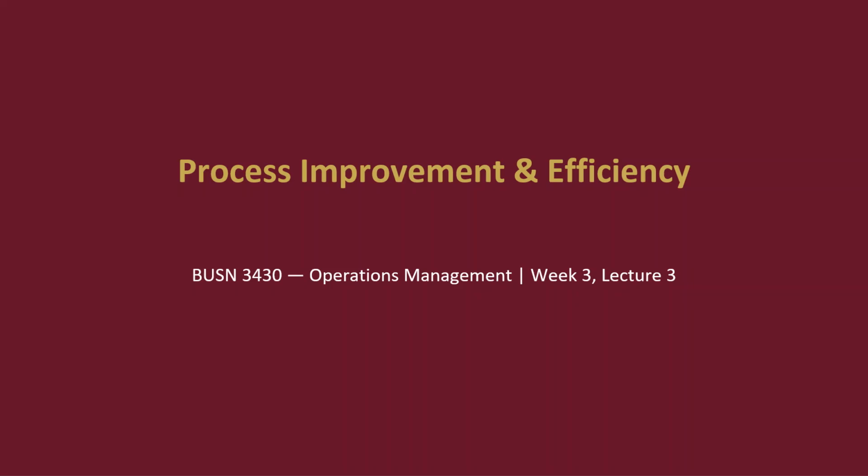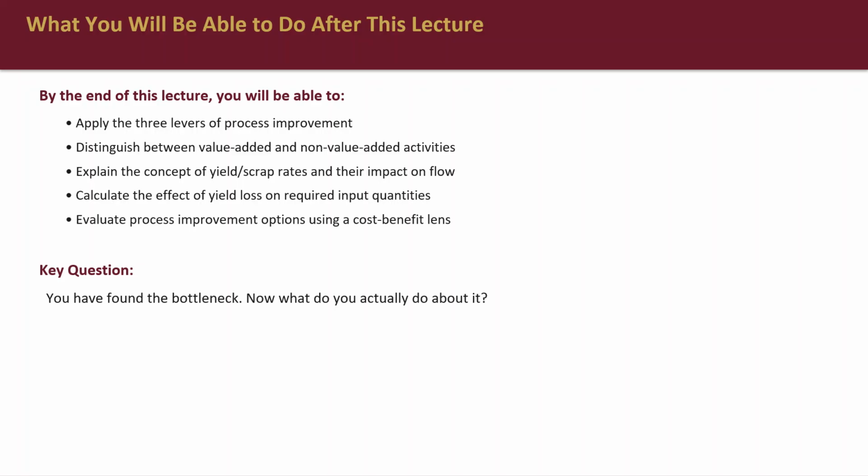Here is our roadmap. First, we will look at the 3 levers of process improvement. Second, we will separate work that adds value from work that does not. Third, we will look at yield and scrap, and how quality losses quietly eat your capacity. Then we will work 2 full examples together, one on yield, one on choosing between improvement options. We will finish with a 6-step decision framework you can apply to any process. Let's get started. Before we dig in, let's be clear about where we are headed.